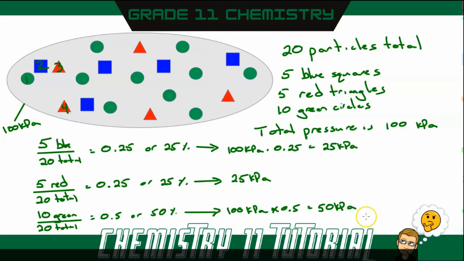So this is where Dalton's law of partial pressures comes in. You'll notice that the total of all the partial pressures, 25, 25, and 50, if you sum all those partial pressures, you get your total pressure.